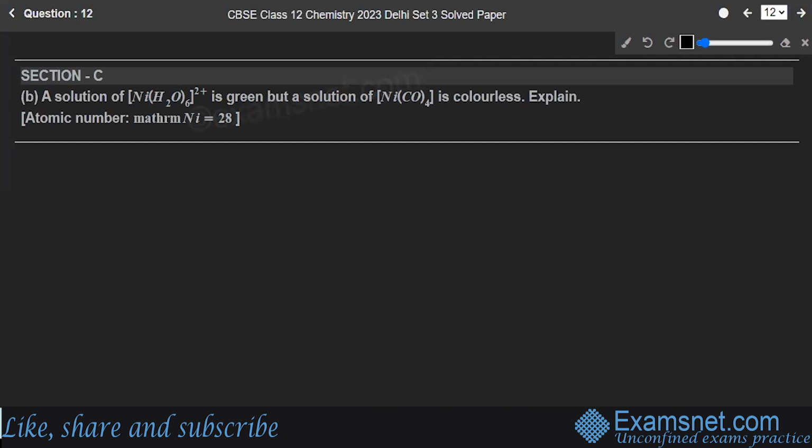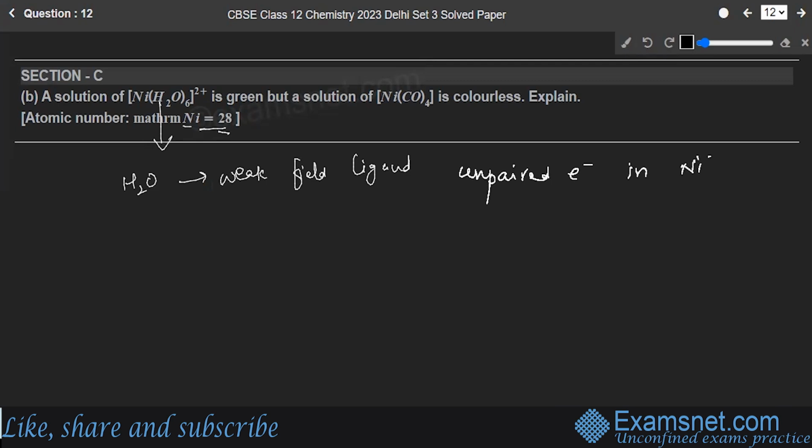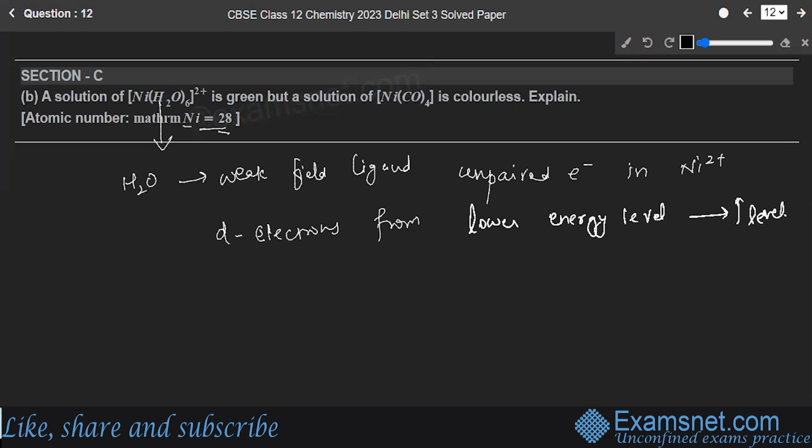Next is question number 12. A solution of [Ni(H2O)6]2+ is green, but a solution of Ni(CO)4 is colorless. Why is that? You have to give the explanation. See, the atomic number of nickel is 28. In this ion, water is a weak field ligand. Therefore, there are unpaired electrons in nickel 2 plus. In this complex, d electrons from the lower energy level can be excited to the higher energy level. That is, the possibility of d-d transition is present. Hence, this is green in color because of the presence of unpaired electrons.